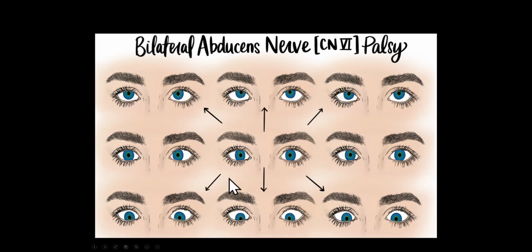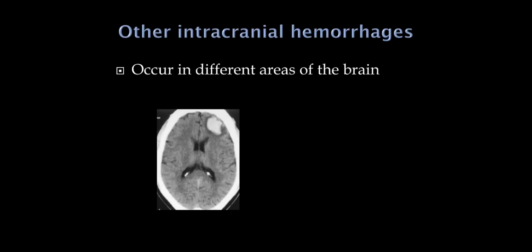Remember how a bilateral sixth-nerve palsy looks. When the patient looks, in this case, to the right, the eye doesn't abduct. When the patient looks to the left, the eye doesn't abduct. And so the bilateral sixth-nerve palsy should also always raise concern, if it comes on acutely, of increased intracranial pressure.